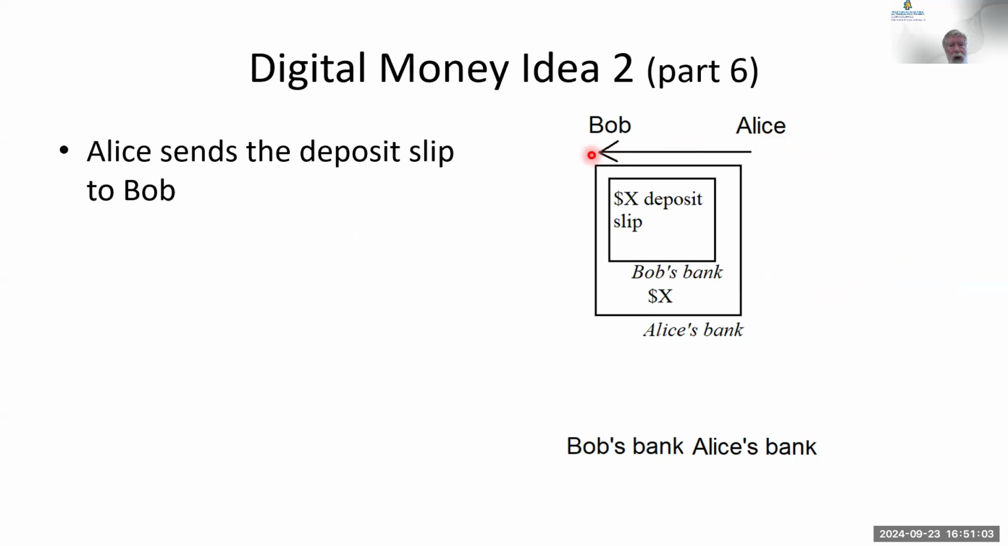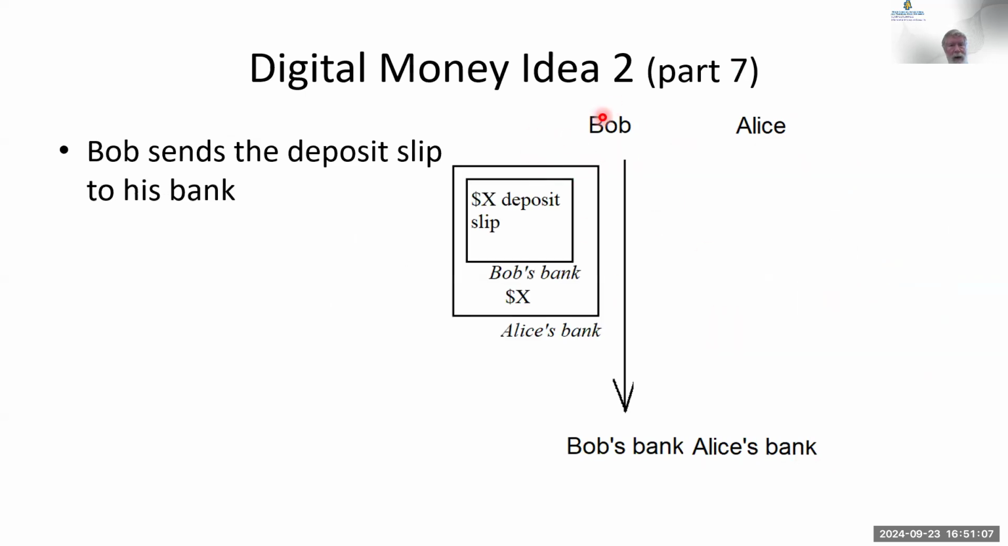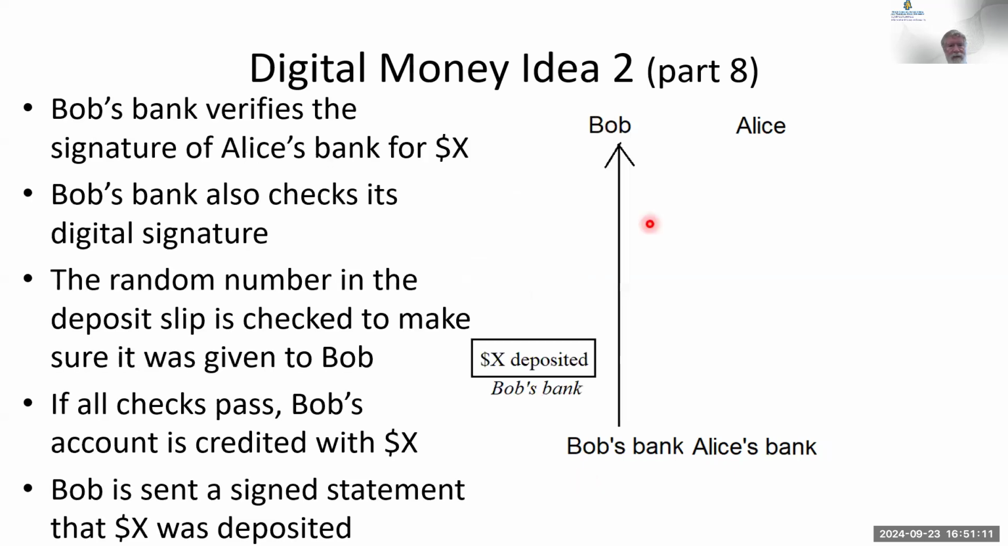Alice then gives that to Bob. It's signed by Alice's bank. Bob knows that it's true. Bob then sends it to his bank. The bank can see that it is signed, sends back a deposit slip, and everything is fine.